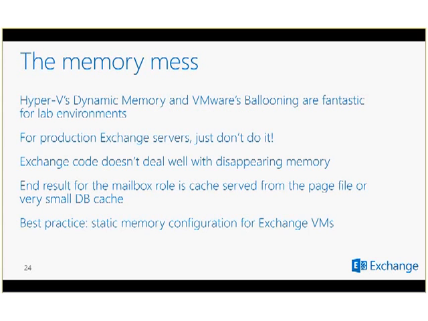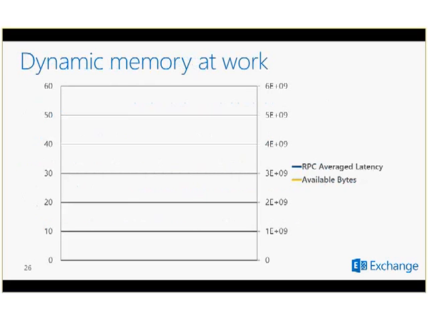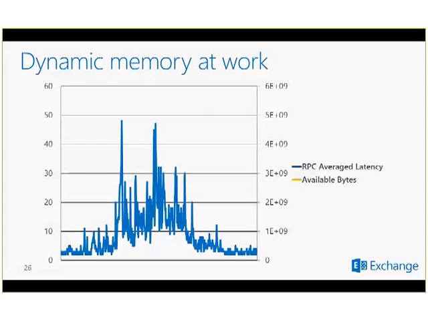So I mentioned we don't support any sort of memory reclamation, dynamic memory, memory oversubscription technology with 2013. Exchange is not designed to deal with disappearing memory, with memory going away underneath the covers. So static memory config is the way to go. What actually happens with this sort of scenario is visible on this graph.